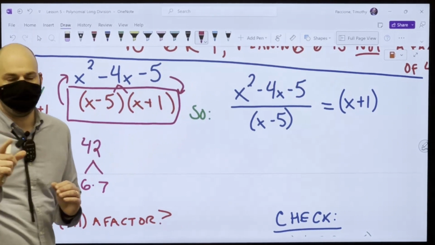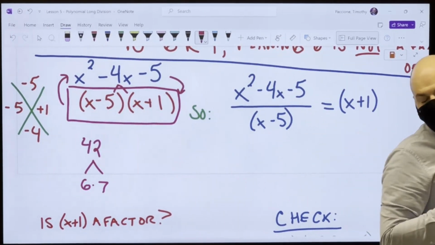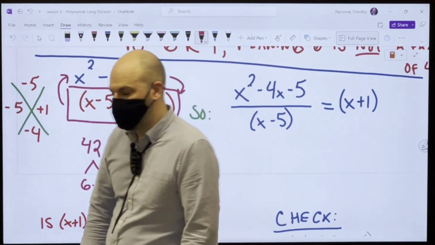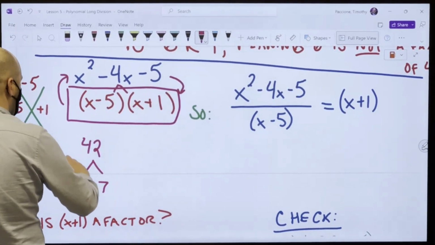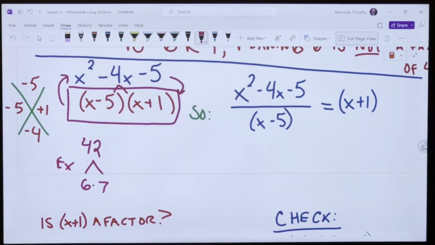What else does that mean? Go ahead, question? Is the 42 part of that, or is that? No, this is just another example. Oh, okay, sorry. Just a different example. Okay, so this is the new part, right?